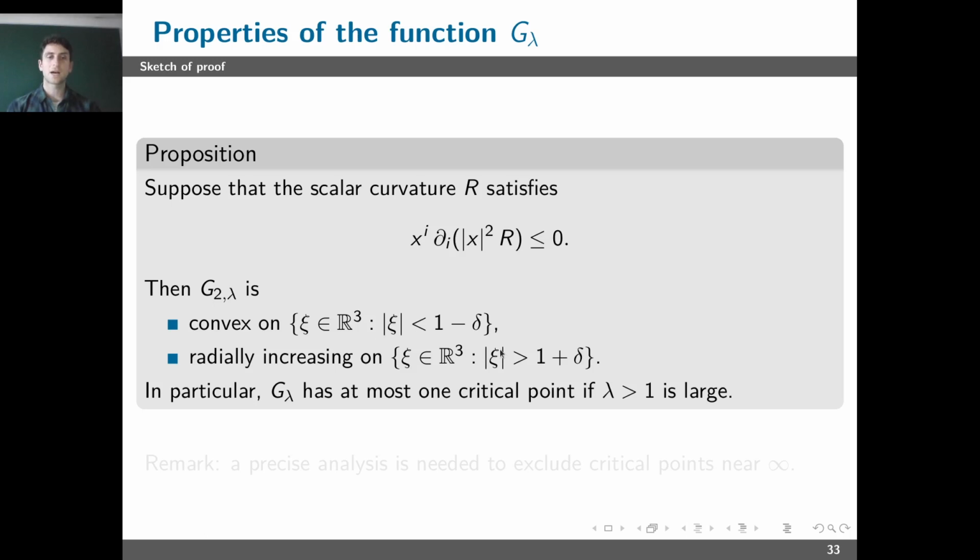And in particular, what this means is that the function g lambda has at most one critical point if lambda is sufficiently large. Because we know that the function g1 is strictly convex on the unit ball, so something strictly convex plus something convex plus error is still going to be strictly convex. And outside the unit ball, the function g1 is strictly radially increasing, so something strictly radially increasing plus something radially increasing plus error is still going to be strictly radially increasing.